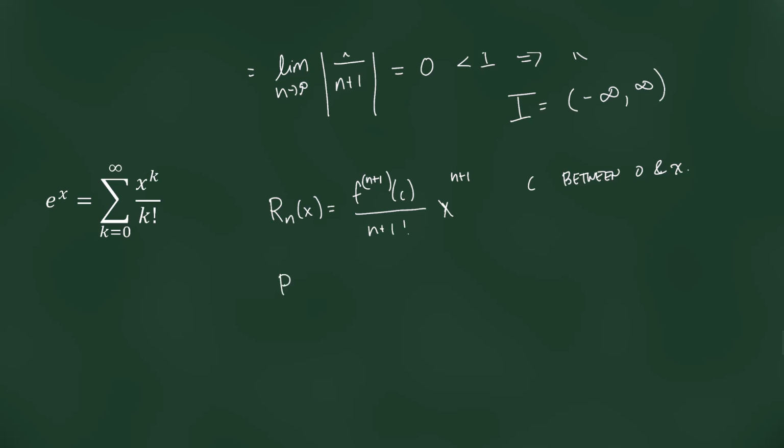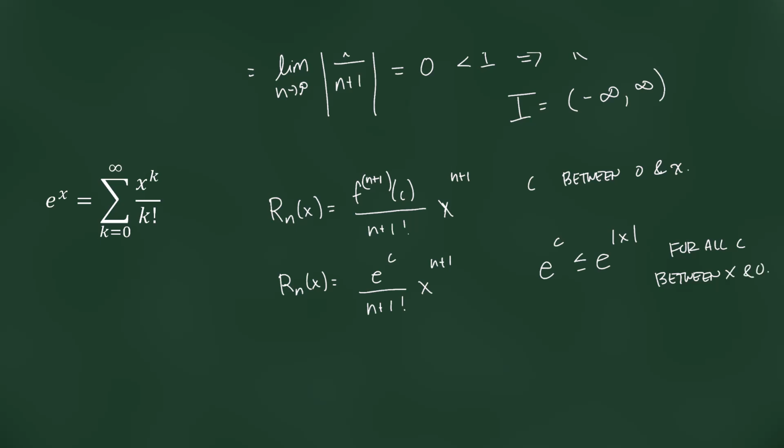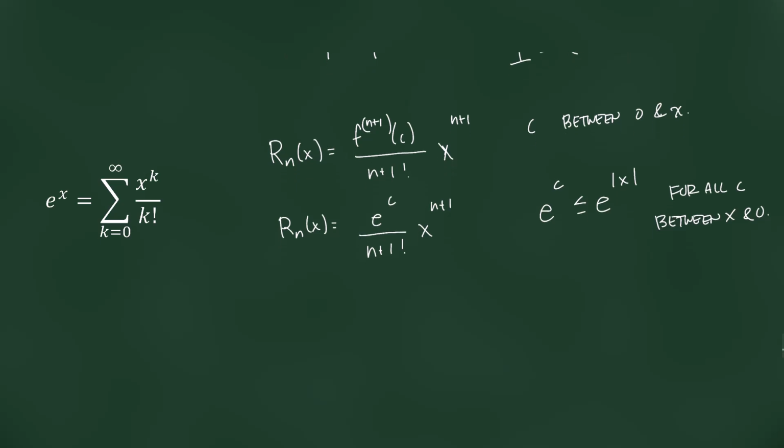We know that the n plus first derivative is just e to the x, so this is going to be e to the c over n plus 1 factorial times x to the n plus 1. Because e to the x is an increasing function, we know that e to the c has to be less than or equal to e to the absolute value of x for all c between x and 0. Doesn't matter if x is a negative number or a positive number, this is going to be the case. So we can then write this as r sub n of x.